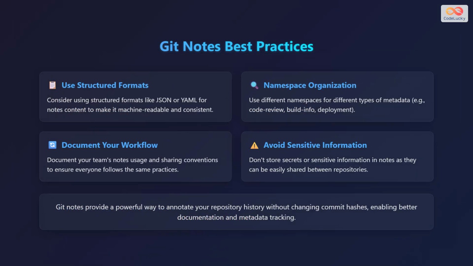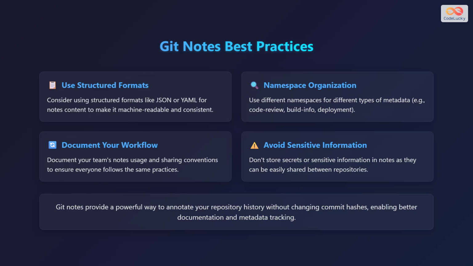Let's explore some Git Notes best practices. First, use structured formats. Consider using structured formats like JSON or YAML for notes content to make it machine-readable and consistent. Second, namespace organization. Use different namespaces for different types of metadata, for example, code review, build info, deployment.